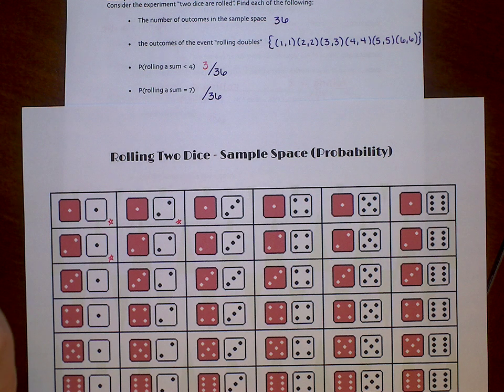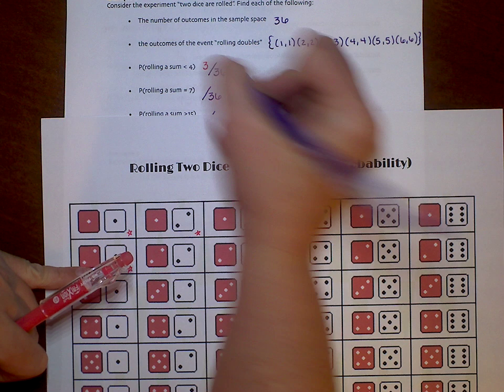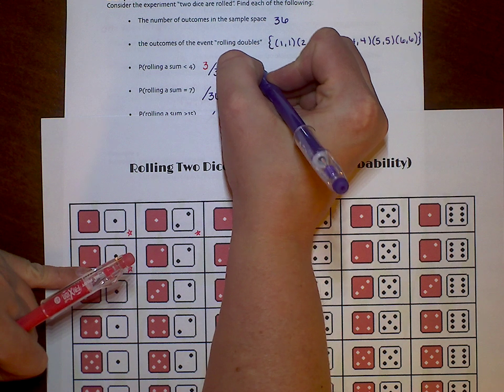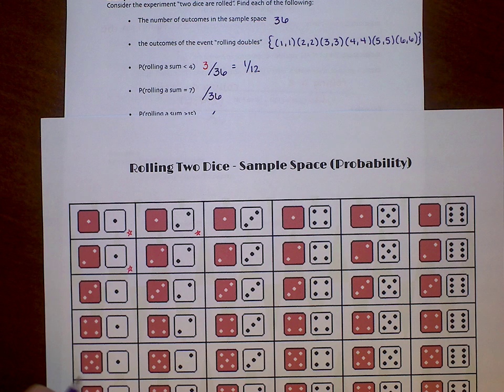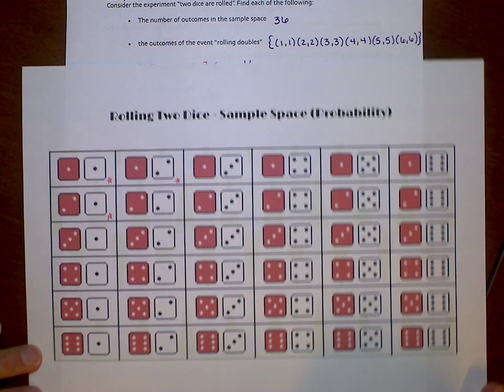Now, I'm going to leave this as a fraction, but I am going to take that 3 out of 36 and reduce it. And if you need to use your calculator to help you, you can. But 3 out of 36 is equal to 1 over 12. You could also do 1 divided by 12 and turn that into a decimal, or you could even turn that decimal into a percentage.